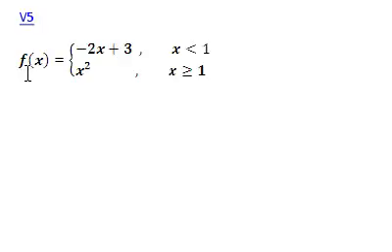Okay, we're going to be looking at this function here, f of x, which is also a piecewise function, much like the previous problem, except we've only got two separate pieces to this function, where we have negative 2x plus 3 if x is less than 1, and x squared where x is greater than or equal to 1. We want to find if this piecewise function is discontinuous, or continuous I should say, and really at 1 is where we're really concerned about.